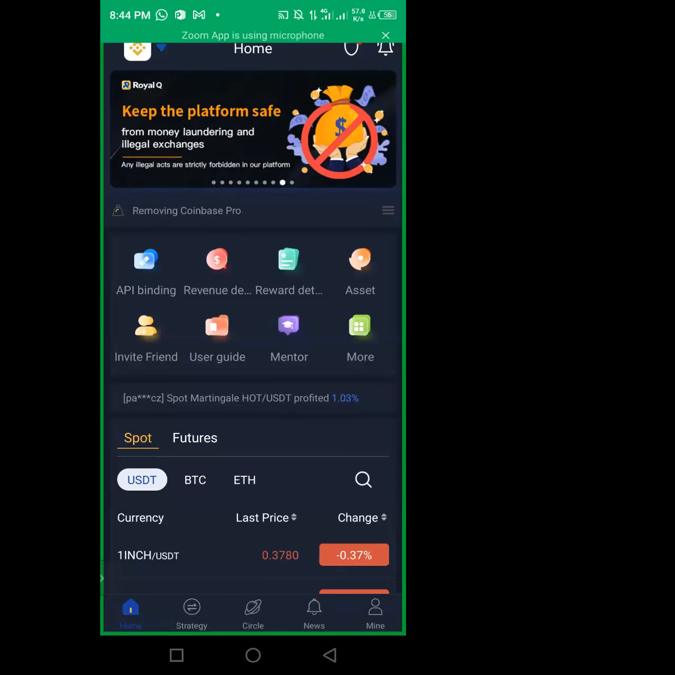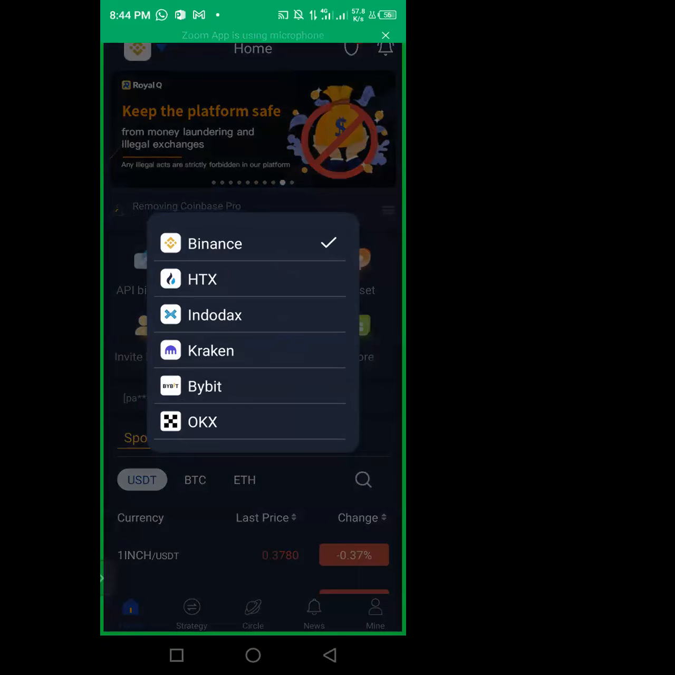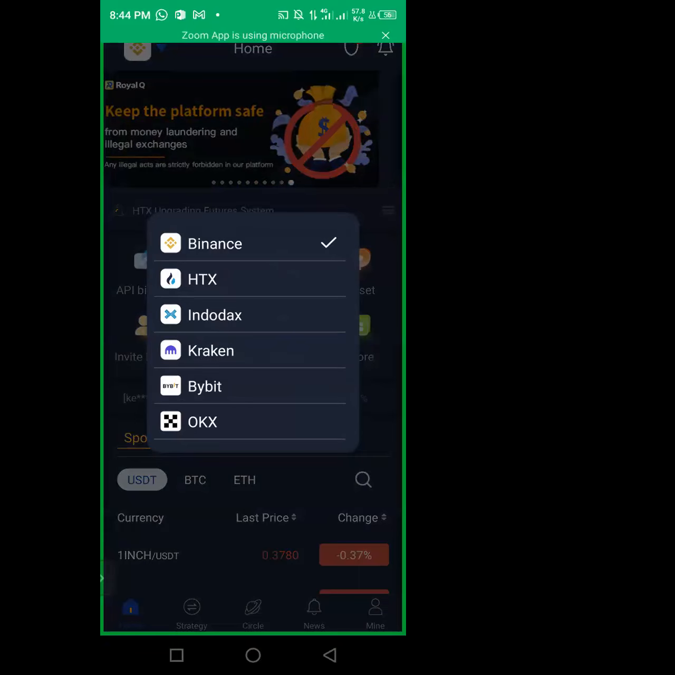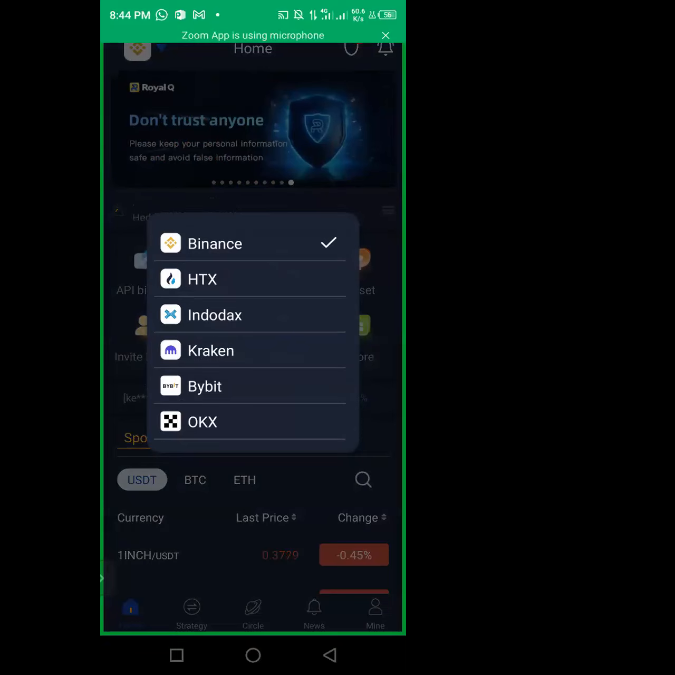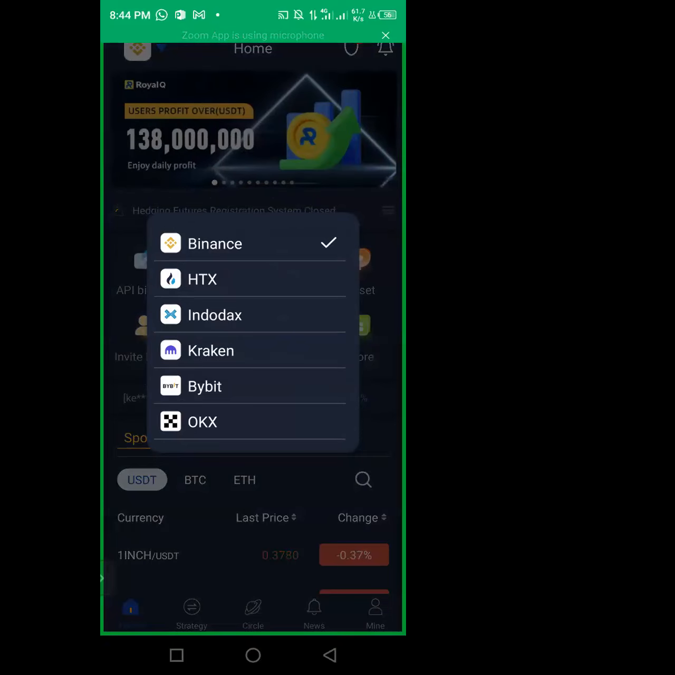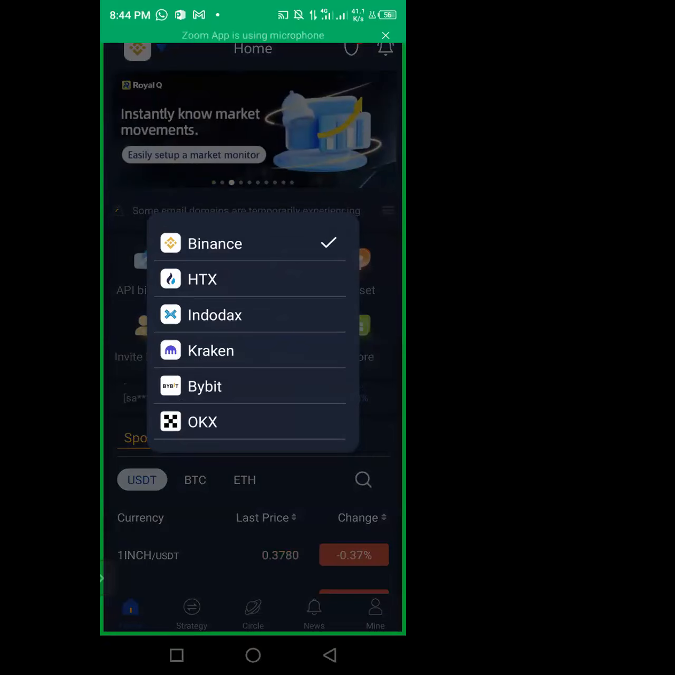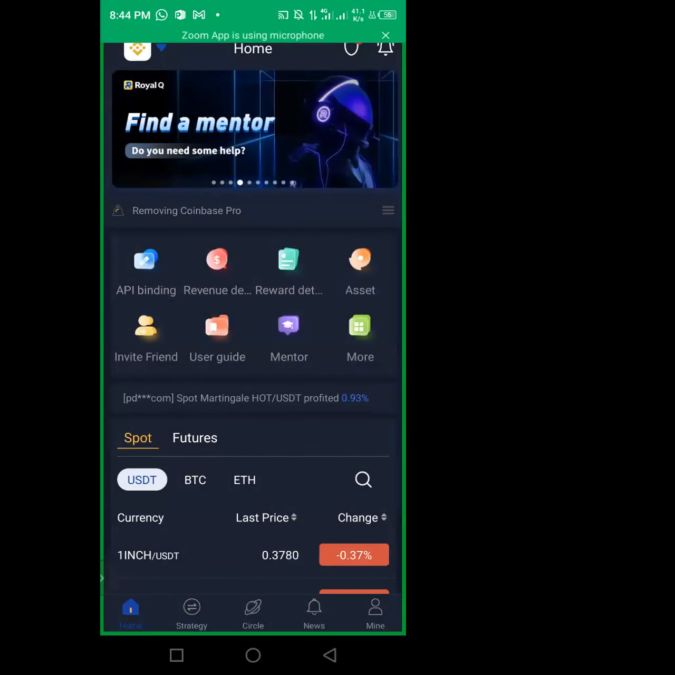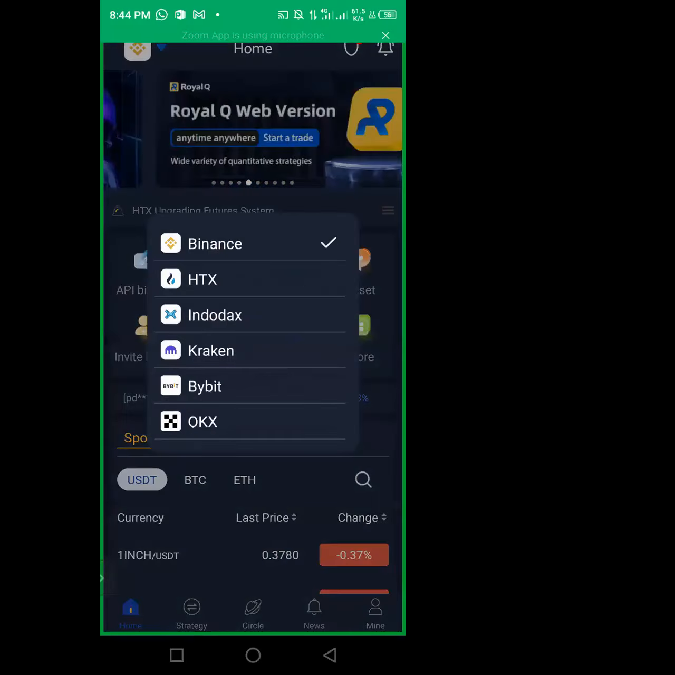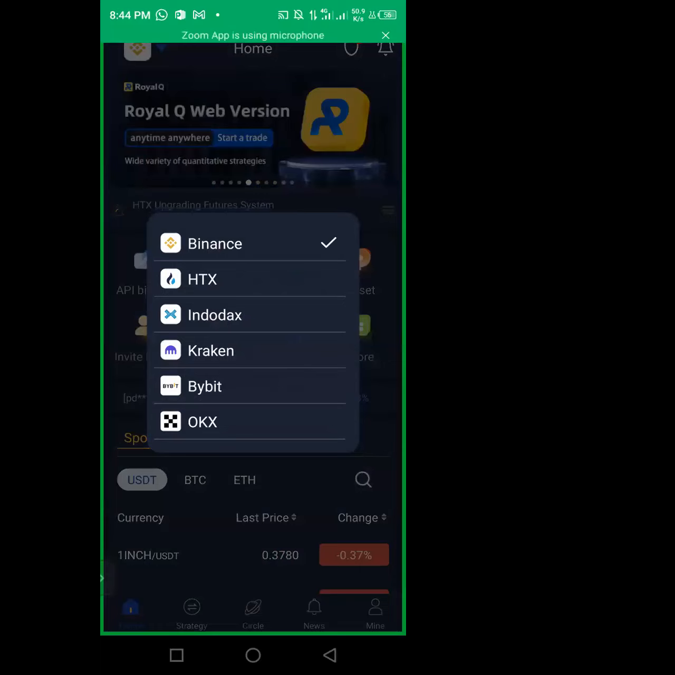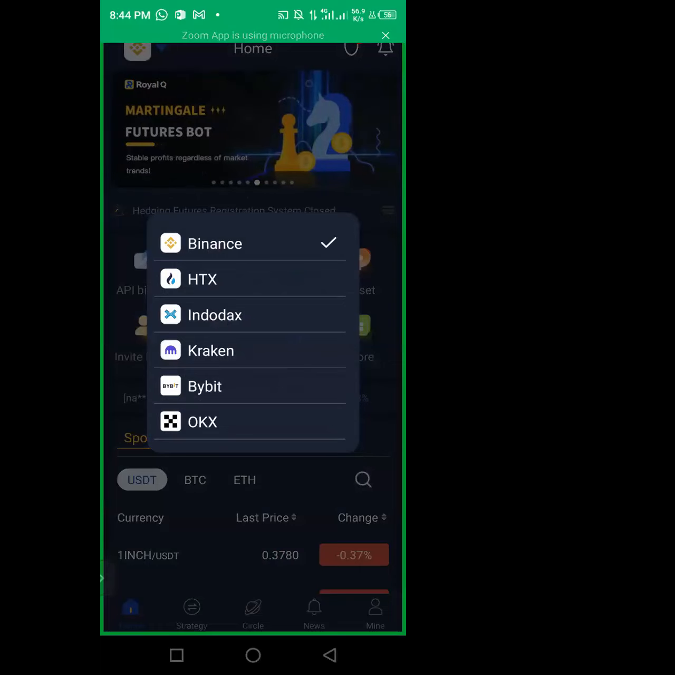So at the top left here, you see all the exchanges. Our host said Royalq works with the exchanges, which are our cryptocurrency banks. You can see Royalq works with 1, 2, 3, 4, 5, 6 exchanges. But the common one is Binance. So if you have all these cryptocurrency banks, you can connect all. If you want to switch to Huobi, you click on it.